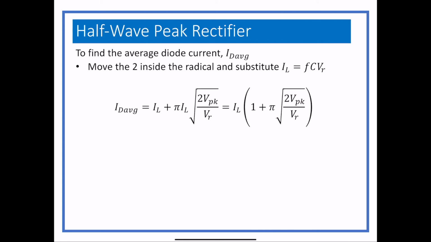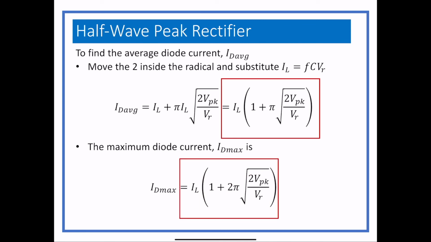So once we have that, then we can change the equation a little bit. We can substitute IL equals FCVR. We just covered that a little bit back, but we found the ripple voltage was IL over FC, so we just moved that around a little bit. And we move the 2 inside the radical, so we can get that out of the way. And then we have the equation for the average current, which is IL times 1 plus pi square root of 2 V peak over VR. And the maximum current is almost the same. It's just IL times 1 plus 2 pi times the square root of 2 V peak over VR.